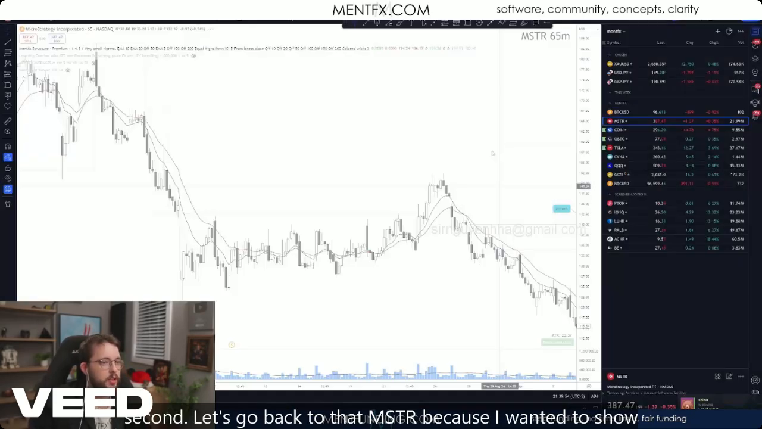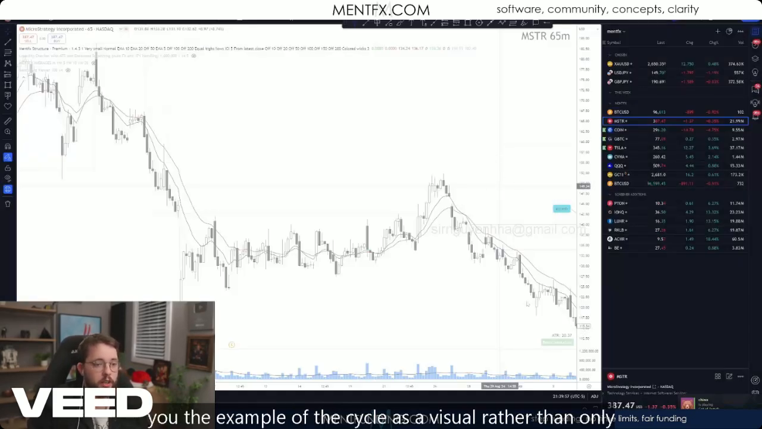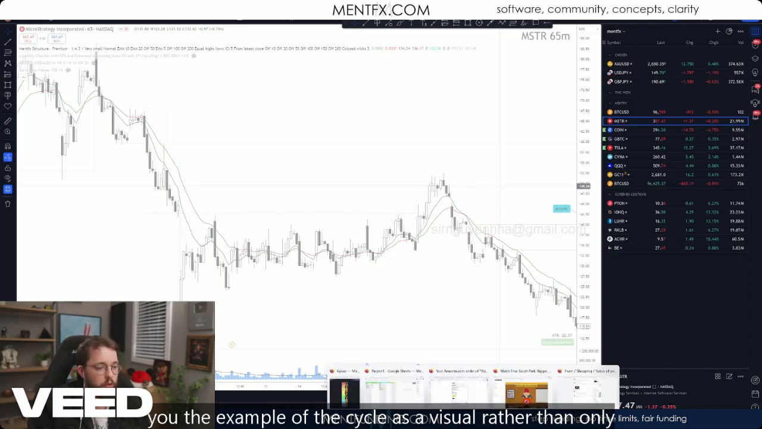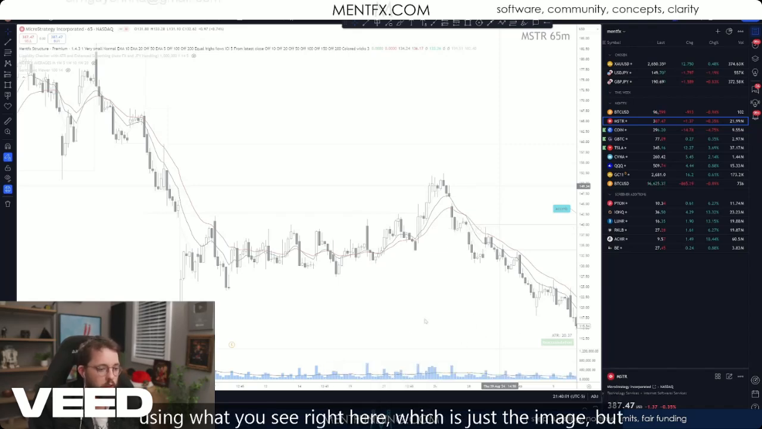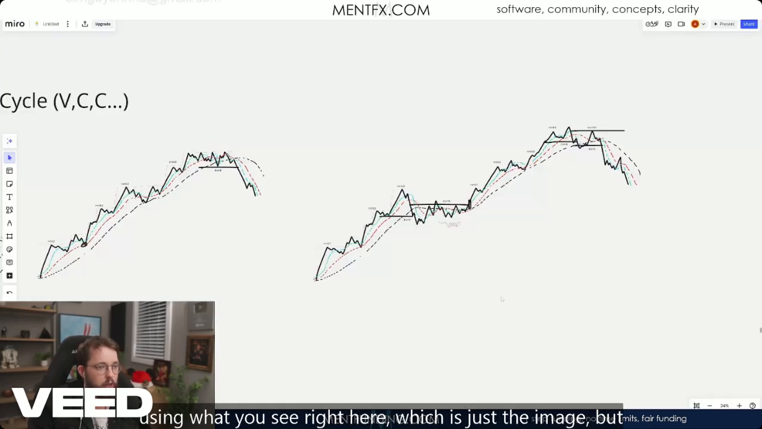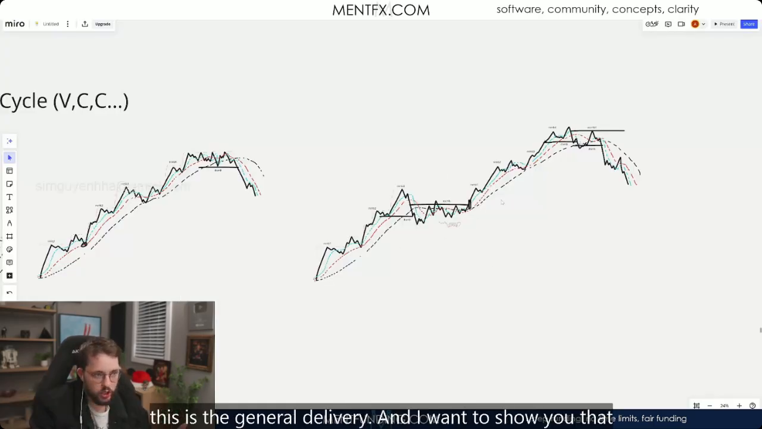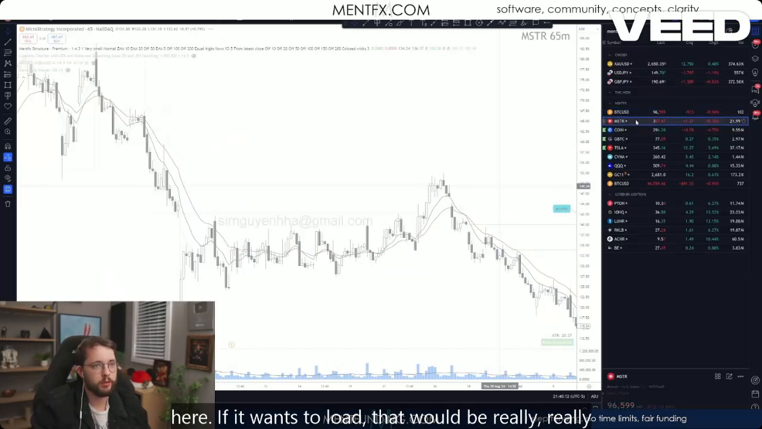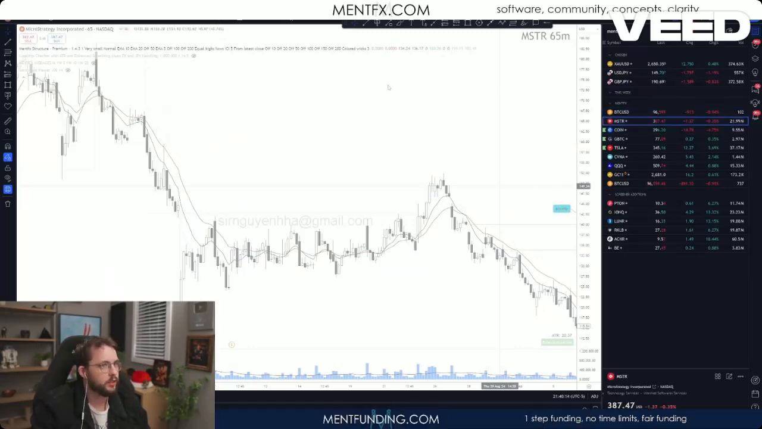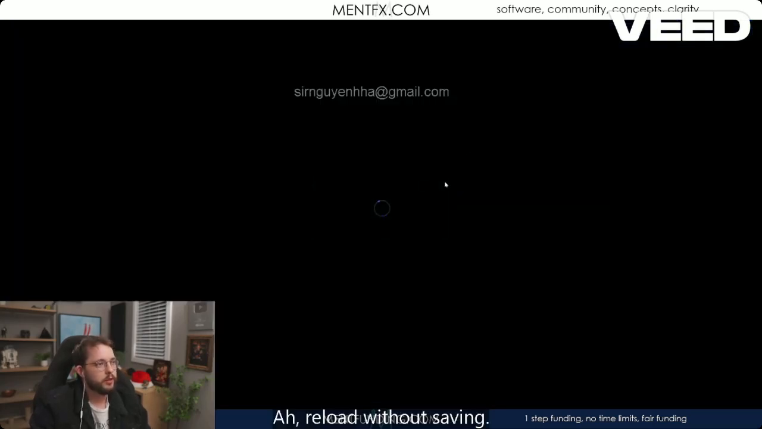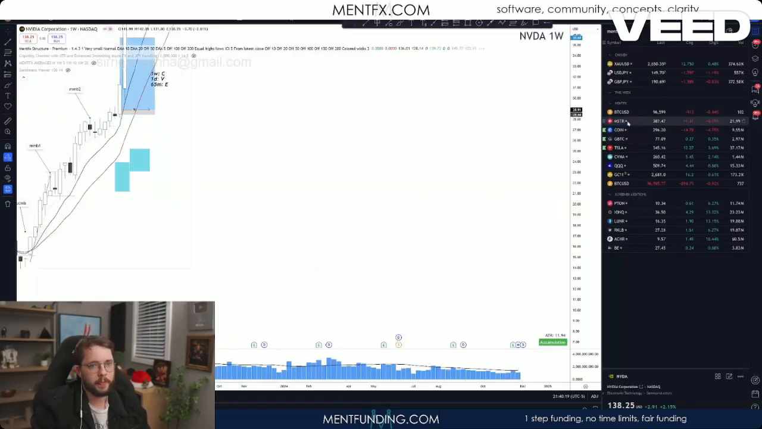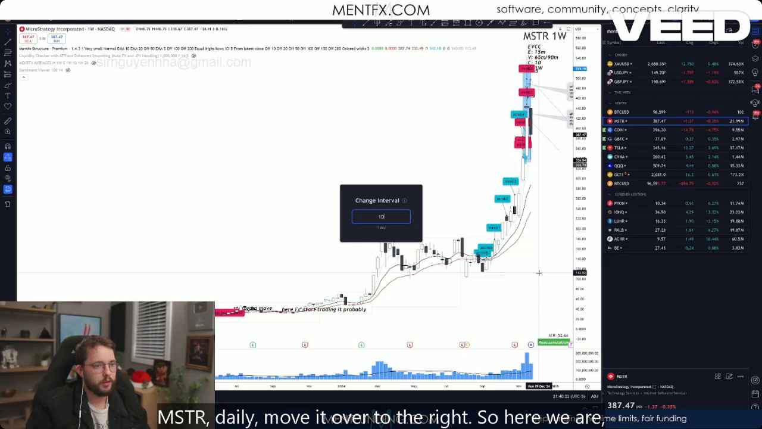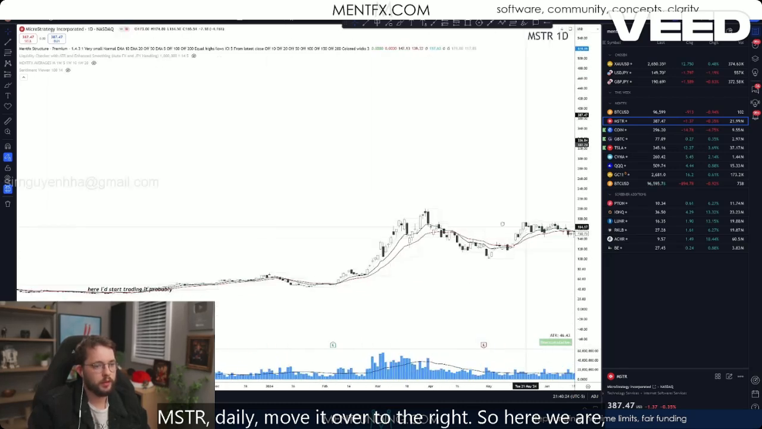Let's go back to that MSTR because I wanted to show you the example of the cycle as a visual, rather than only using what you see right here, which is just the image. This is the general delivery, and I want to show you that now so you can compare it for yourself. So let's go to MSTR here if it wants to load. Reload without saving. MSTR. Daily. Move it over to the right.